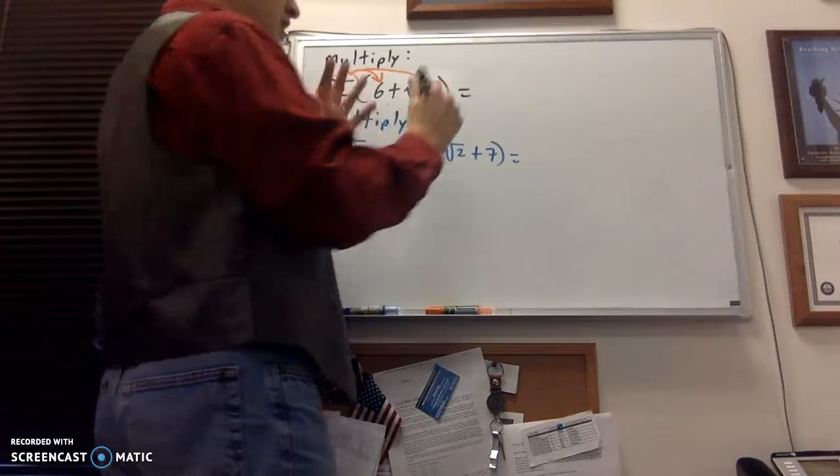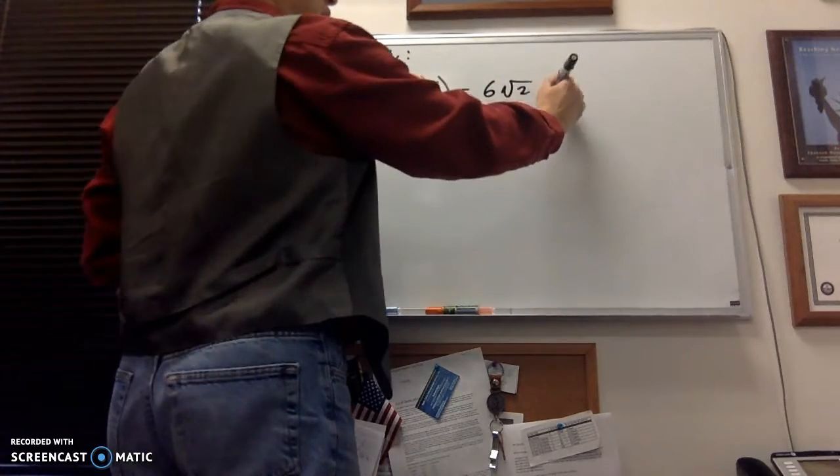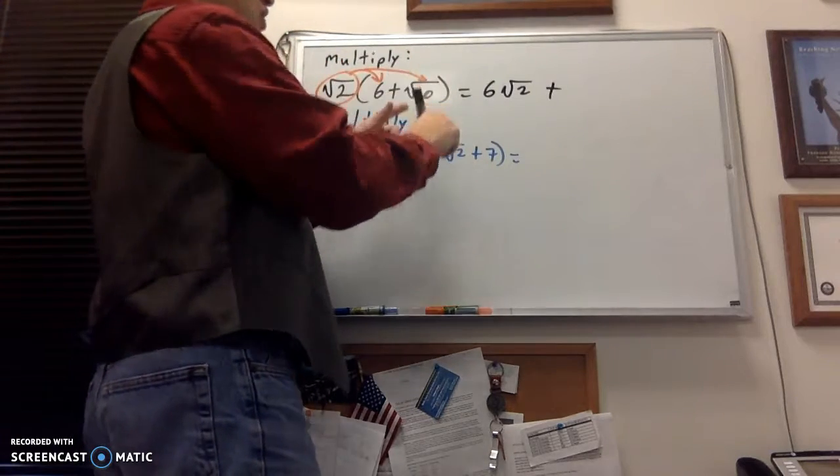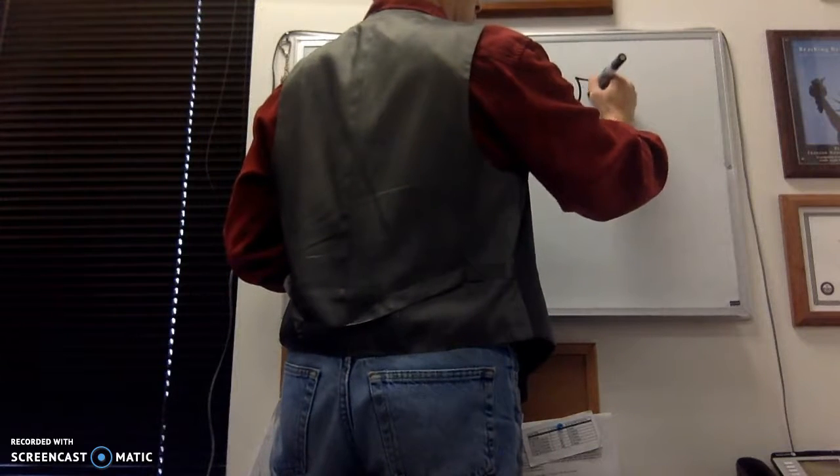So square root of 2 times 6, I'll just write it as 6 times root 2. Okay, they don't mingle. But the square root of 2 times the square root of 10 will. 2 times 10 is 20. So we're looking at the square root of 20 now.